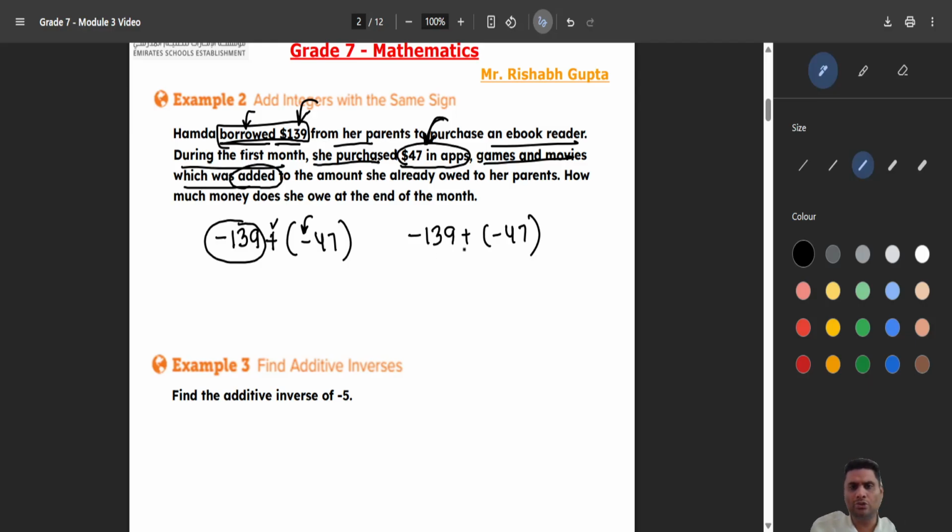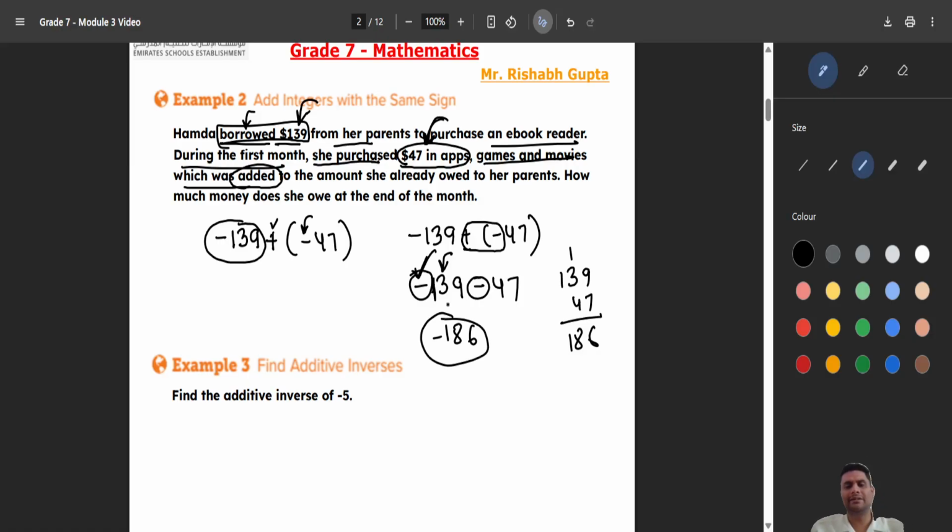Now, as I told you, we cannot have two signs together. Correct? Are they same or different? Different. Different means change it to minus. Now check the numbers. 139 is negative, and 47 is negative. Same sign means plus. So I will do 139 plus 47. Check 7 and 9, 16. Here 8. Here 1. So 186. Correct. Now check the bigger number. Bigger number has minus. Put minus in the answer. It means that in totality she borrowed $186 from her parents.